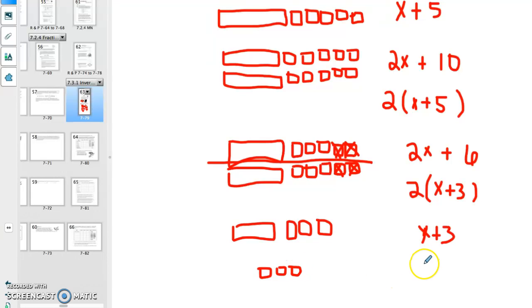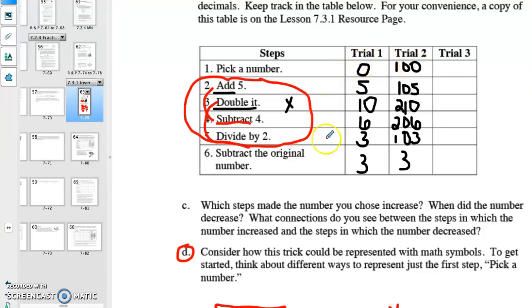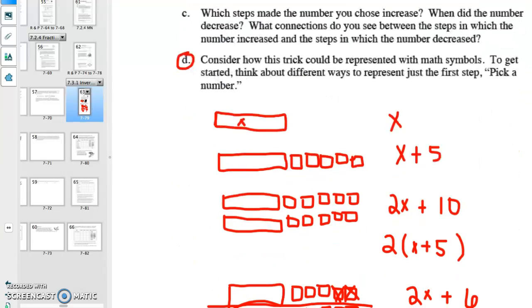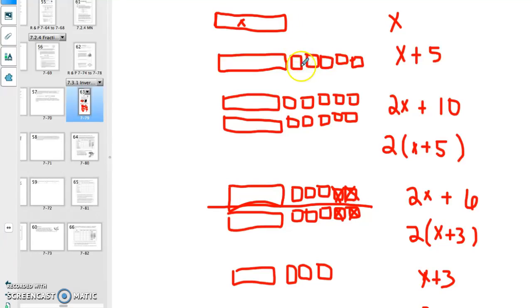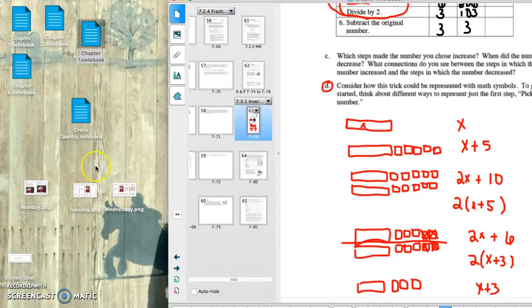So what we did for this problem was we took these steps and we showed it with pictures. So we showed each one of the steps. And then after we showed the steps, we wrote down what we had left. We're going to move on to the next problem.